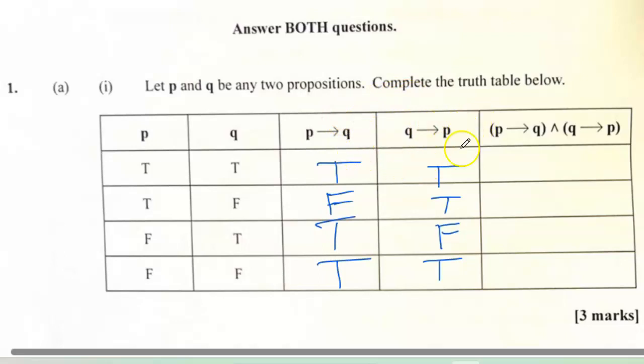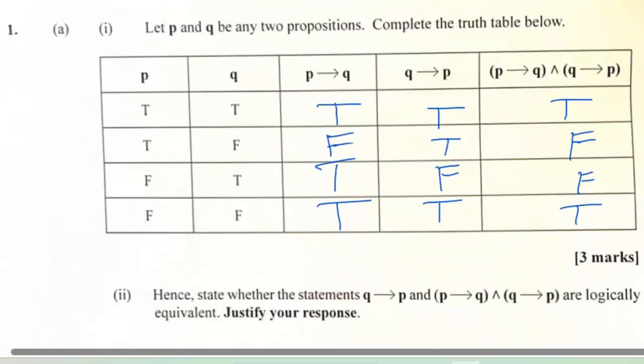So the thing about the and, true and true is true. True and true down here is also true. But once there's a false in the mix, then the compound statement is false. Hence, state whether the statements Q imply P, that's the fourth column, and P imply Q and Q imply P, that's the fifth column. We're asked to determine if these two final columns are logically equivalent. So obviously they are not. Notice the second row, the truth values are different. For the statements to be logically equivalent, all the truth values have to be the same.